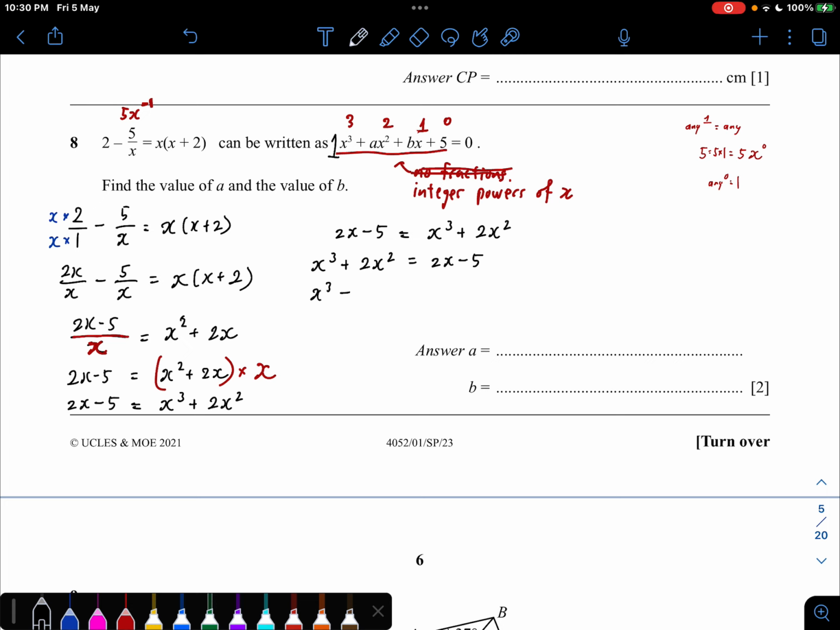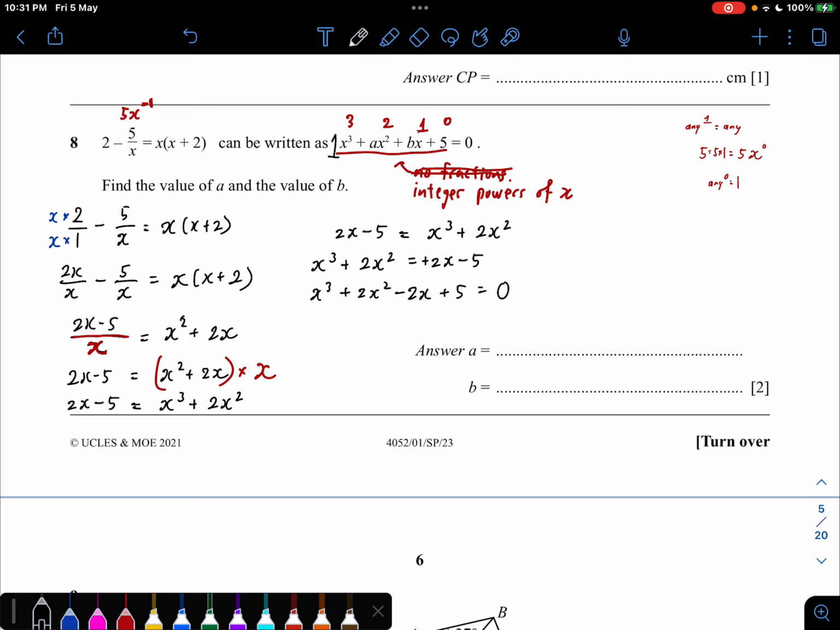X cubed plus 2x squared. You bring the 2x minus 5 over. There's an invisible plus sign over here. Positive 2, bring it over, minus 2x. Negative 5 brought over becomes a positive 5, equals 0. Because you brought both of them over, you're left with nothing, so put a 0. Okay, then we're done. Now we just have to compare.